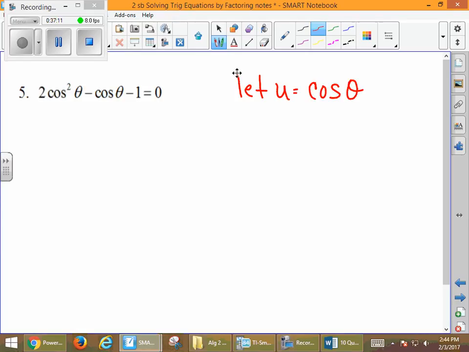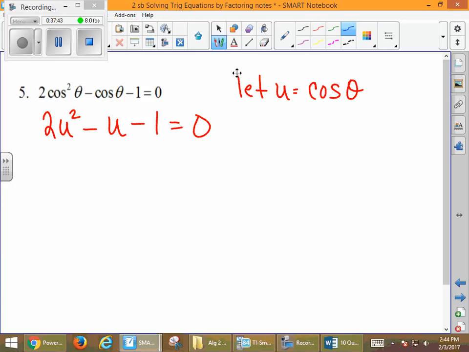And one of the ways that helps me figure out which value of u to use is to look at the middle term. So cosine of theta there as the middle term, I check to see if that's a good possibility to use for u, and it is. So when we fill this back in, we're going to have 2u squared minus u minus 1 equals 0. And then we can slide divide to help us solve this.